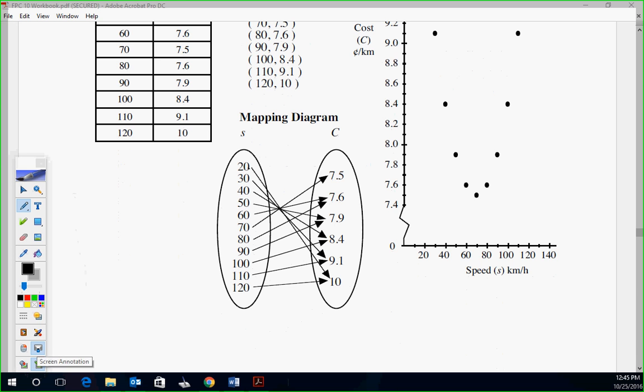So 20 goes down to 10. 120 also goes to 10. Okay, and so just drawing where it goes in terms of outputs. Okay, so that's four of your different relationships, ways you can demonstrate relations that was mentioned earlier. Any questions on how to construct any of those?